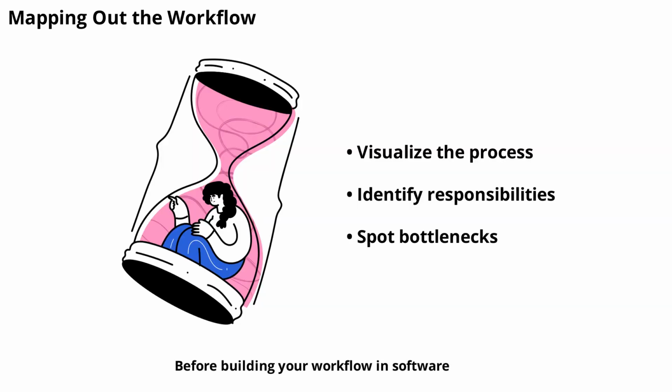Before building your workflow in software, it's important to map out each step on paper or a whiteboard. Start by listing all the tasks involved in your marketing process, from initial idea to final delivery. Identify who is responsible for each task and where approvals are needed. This visual map will serve as your blueprint when setting up the workflow in your automation tool. It also helps you spot bottlenecks or unnecessary steps that can be streamlined.